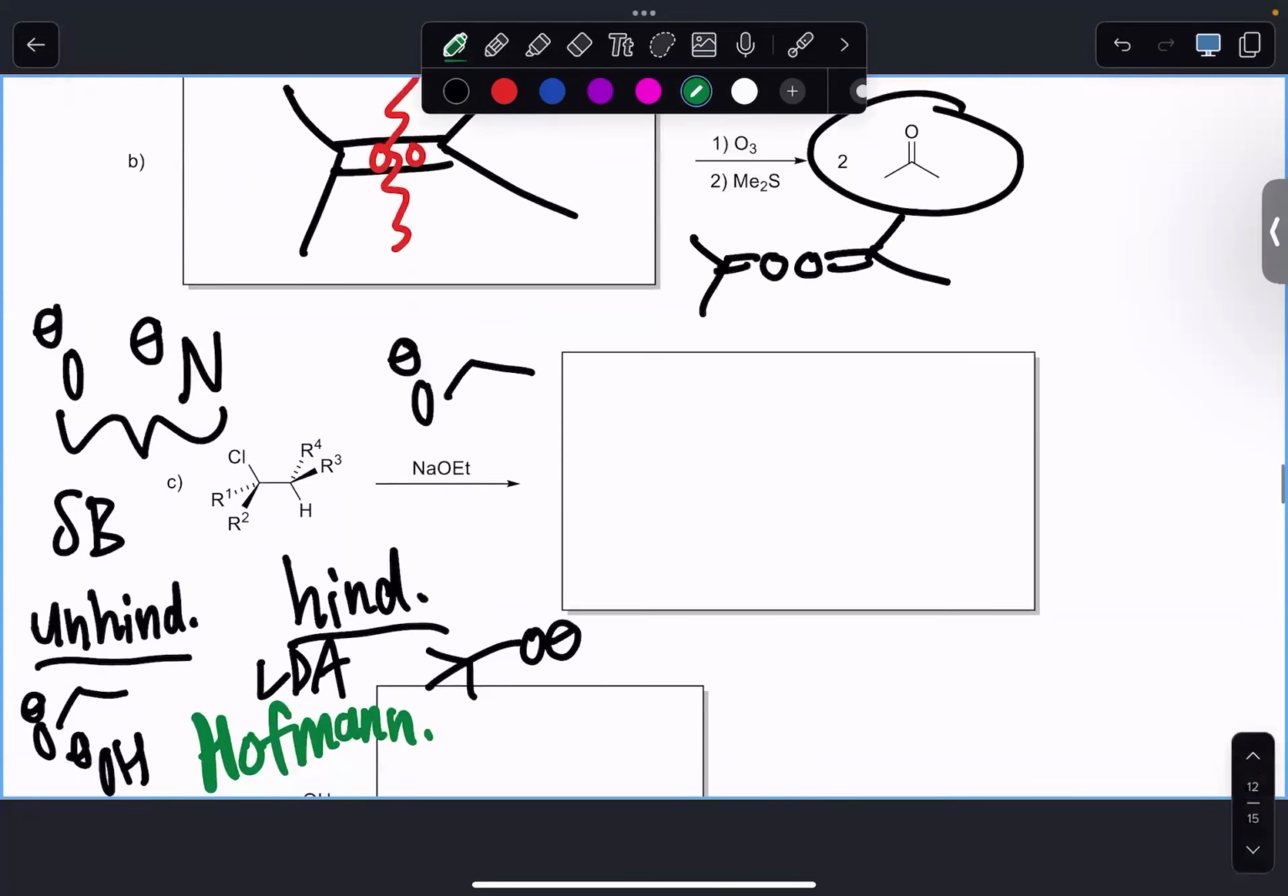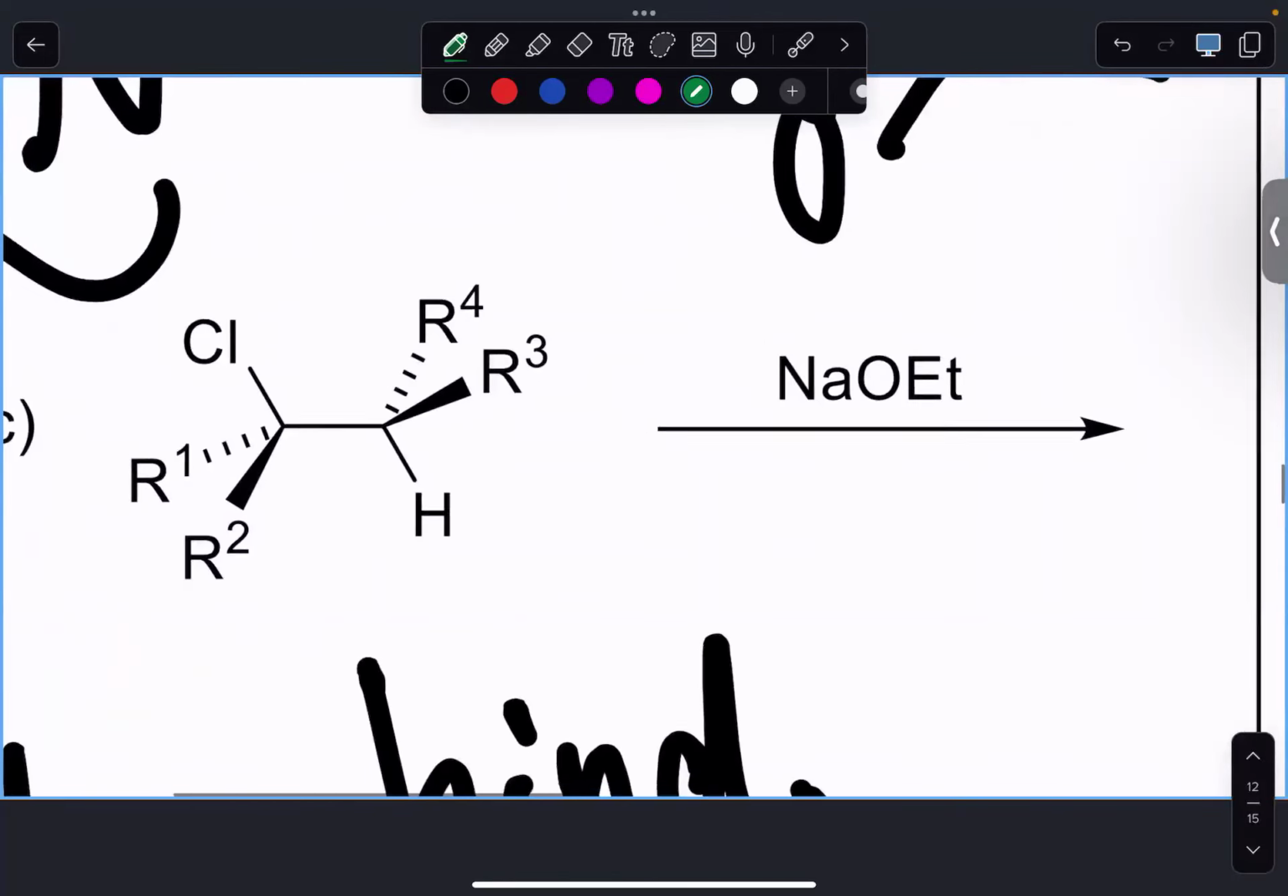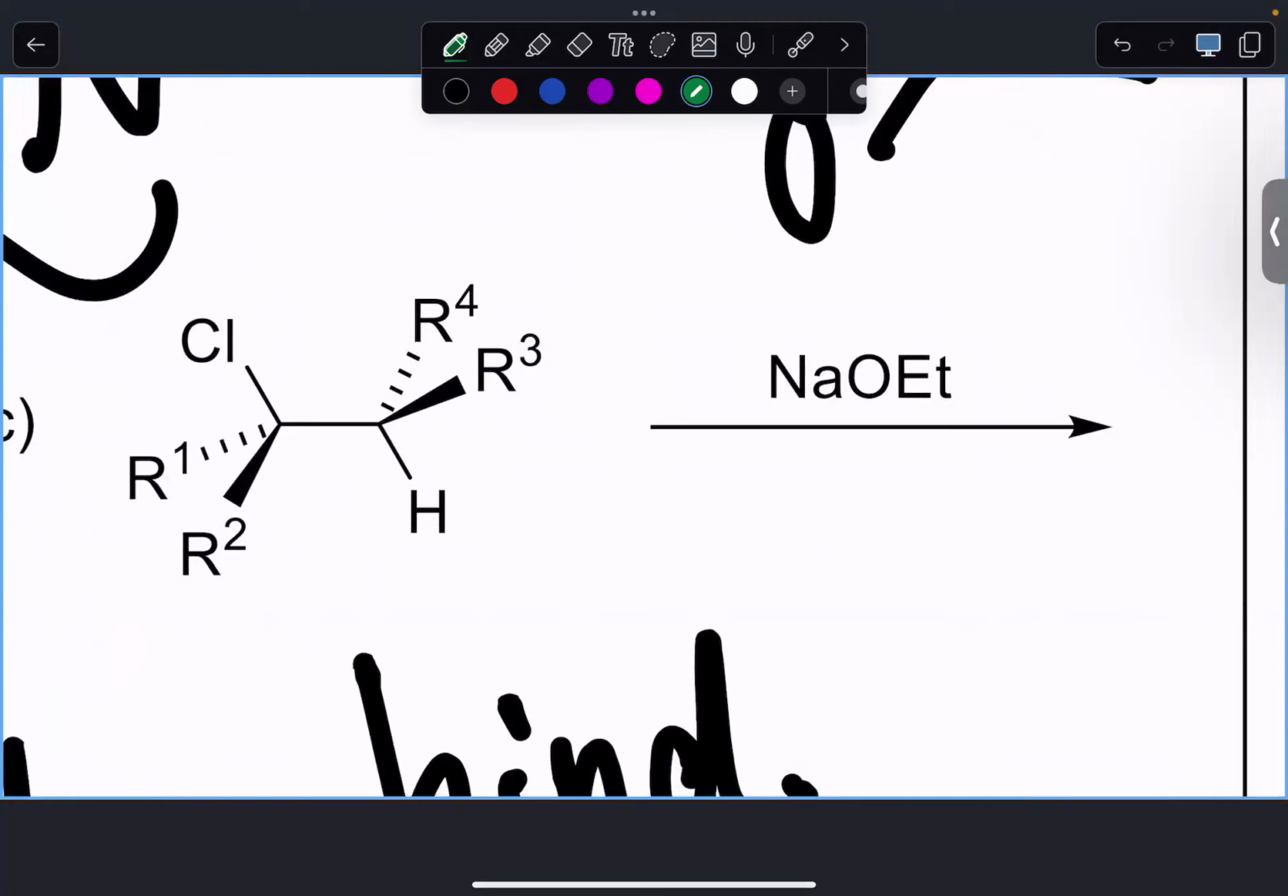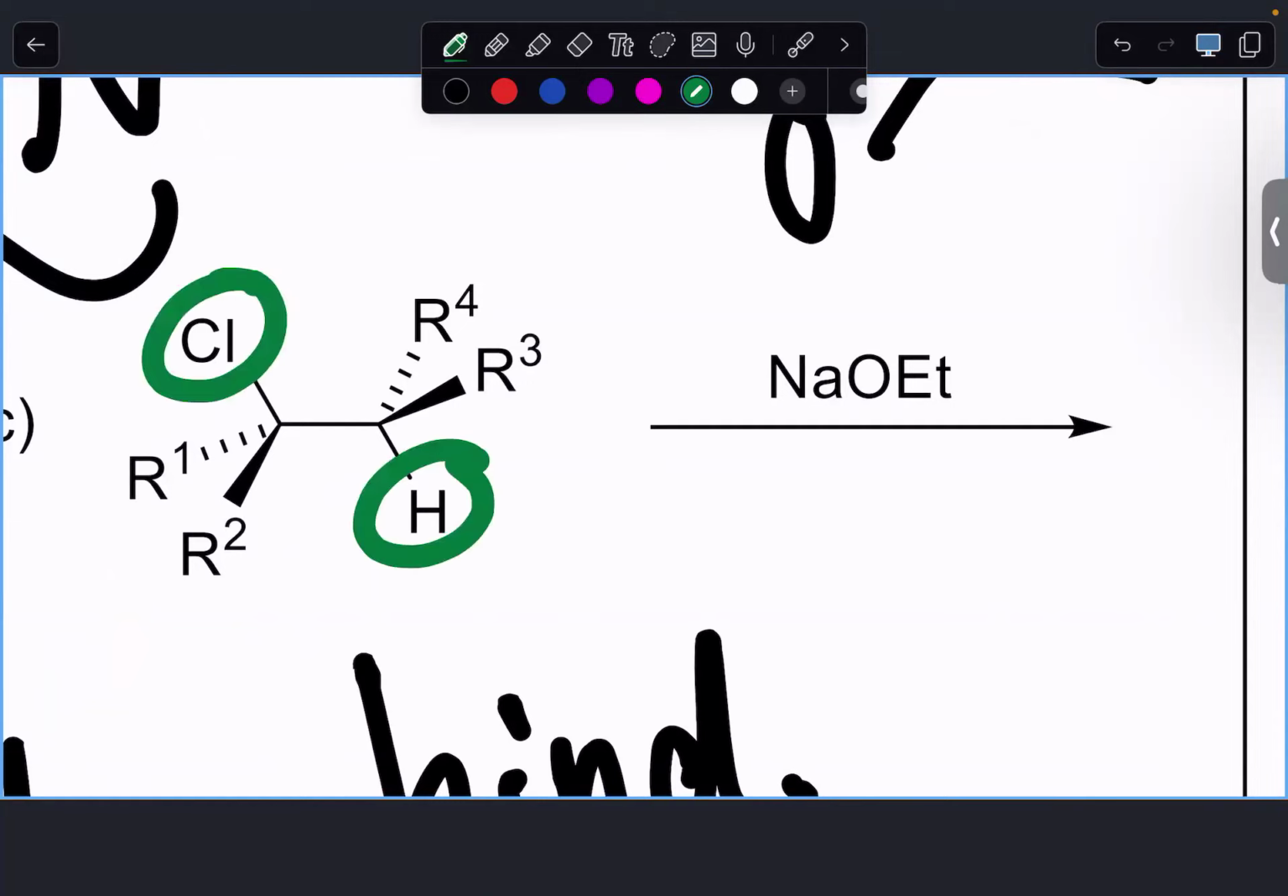Okay, so what is the transition state name of the E2 reaction? For SN2, it was backside attack, anti-periplanar, right? And what does that mean? What does anti-periplanar mean? Like, what has to be anti to each other? Yeah, the beta hydrogen and the leaving group. The beta hydrogen has to be anti to the leaving group.